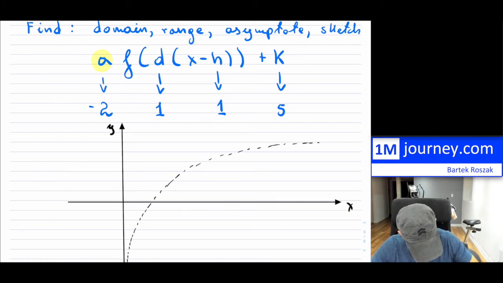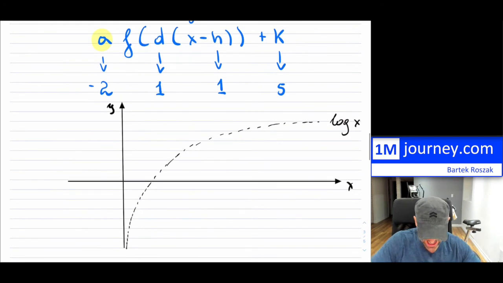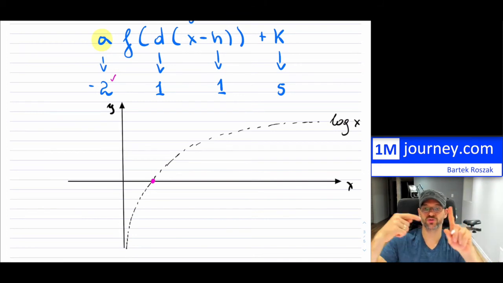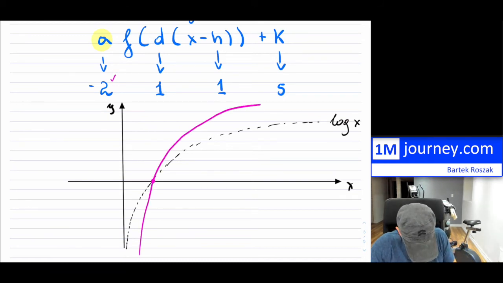So let's assume that this is my parent function, my log x. That's what I have. Now, first of all, my a right here is 2. So for my a, because it's greater than 1, it's going to stretch it in this direction. So I know that it's kind of going to look like this. I'm kind of guessing here, but it's going to look something like that. Let's see, oh, it does it pretty well for me. So it's going to be something like that.